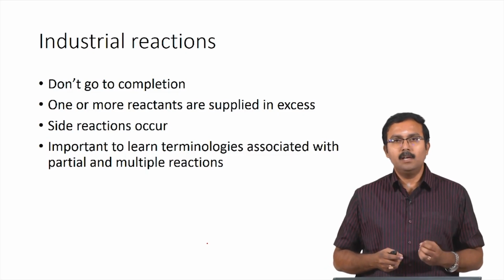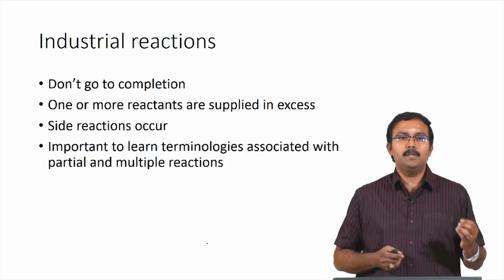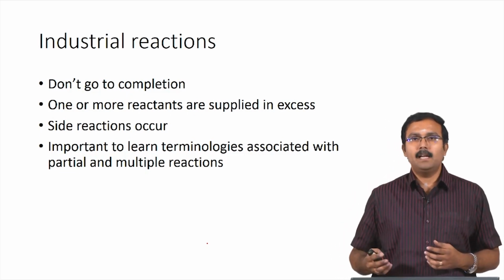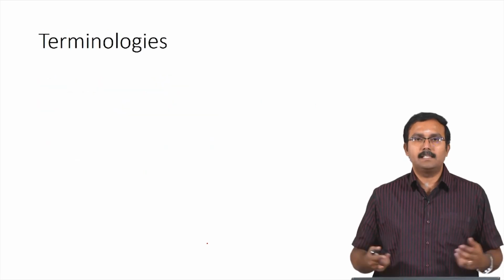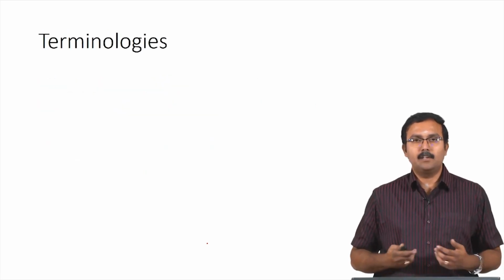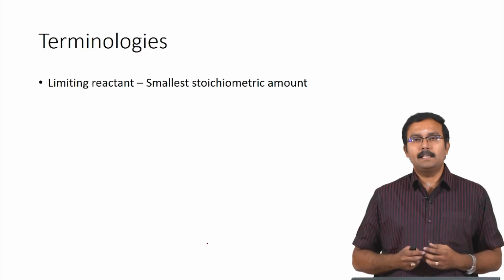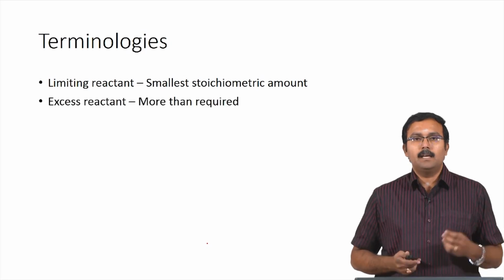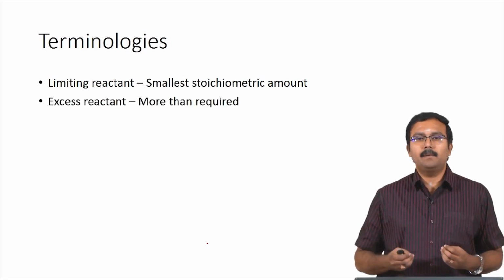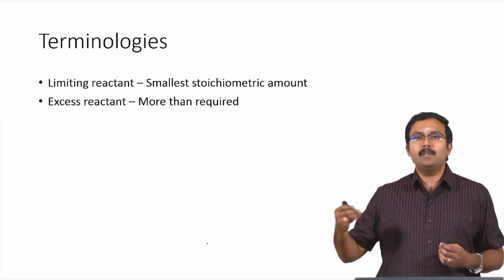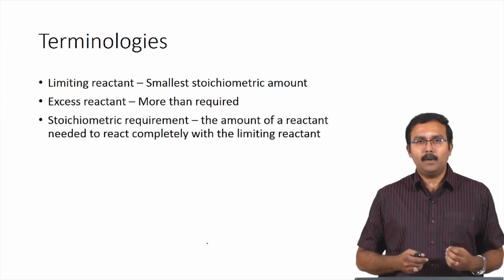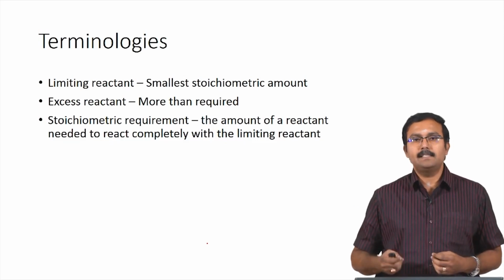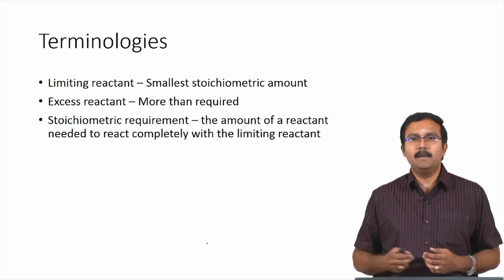It is important to learn terminologies which are associated with such partial and multiple reactions, which will help us in performing material balances for reactive processes in an industrial scale. Let us look at some of the terminologies associated with this. Limiting reactant is the reactant which is supplied in the smallest stoichiometric amount, and you have excess reactant which is the one which is supplied at a ratio more than what is required. The stoichiometric requirement is a terminology which is used to define the amount of a reactant that is needed to react completely with the limiting reactant.